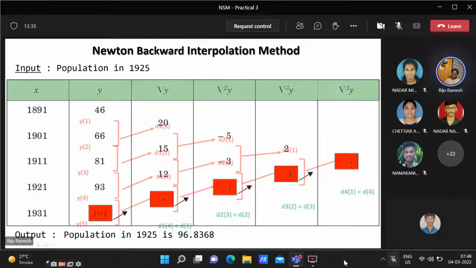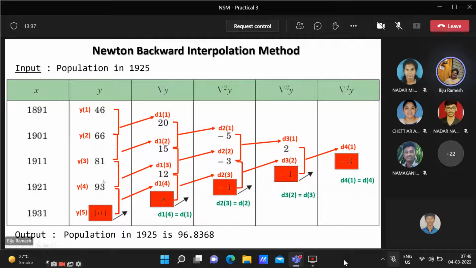Okay, so here again we go exactly as we did in Newton forward. Y of 1, you have the Y array that is being stored, and you find the difference between Y of 2 and Y of 1. You store it in D1 of 1. You find the difference between Y3 and Y2. You store it in D1 of 2. The difference Y4 minus Y3 is stored in D1 of 3. Y5 minus Y4 is stored in D1 of 4.